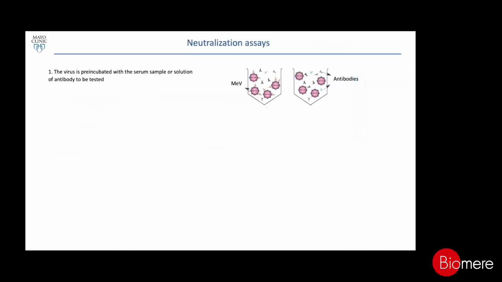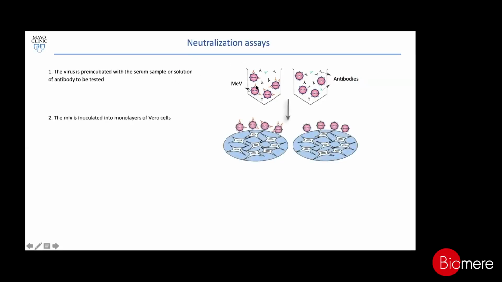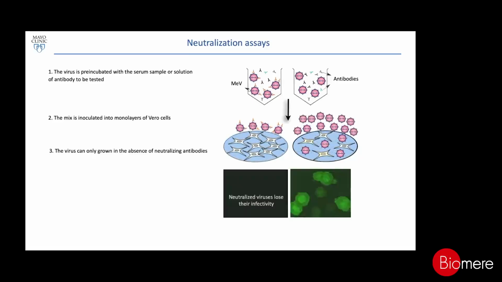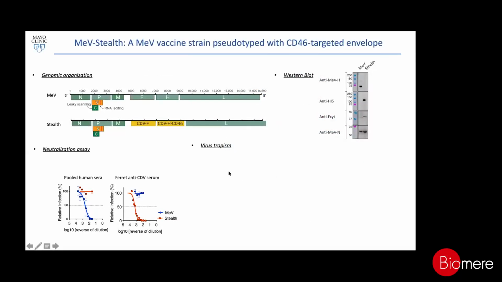We next perform neutralization assays with pooled human sera, and for those that are unfamiliar with the neutralization assays, in this assay we pre-incubate the virus with serum samples before inoculation into cells. This way, the virus can only grow if there are no neutralizing antibodies in the serum samples. Otherwise, the virus will lose infectivity. Since the virus is expressing the green fluorescent protein, we can easily count syncytia formation and plot the infectivity over a range of dilutions. When we do this, we can see a decrease in the infectivity of the measles virus with decreasing dilutions of the human serum samples. In the case of stealth, we do not see this dose-dependent inhibition.